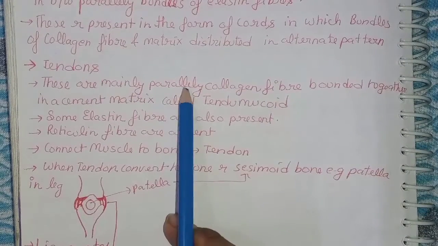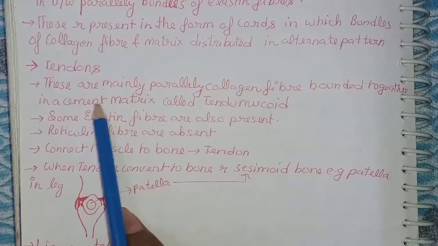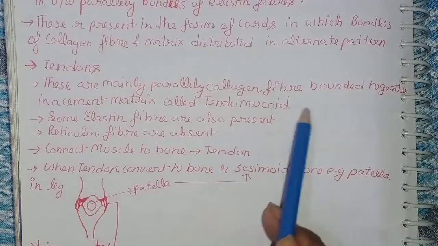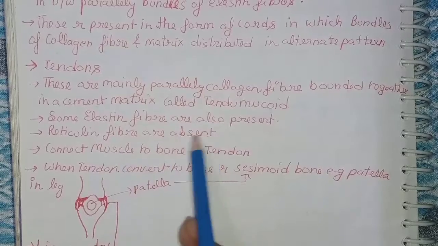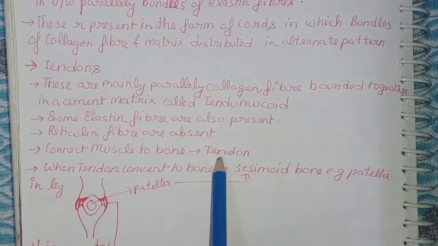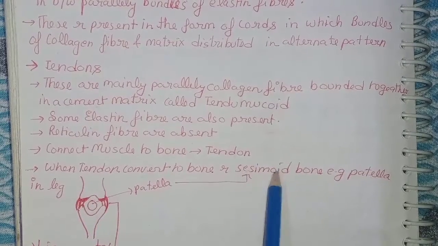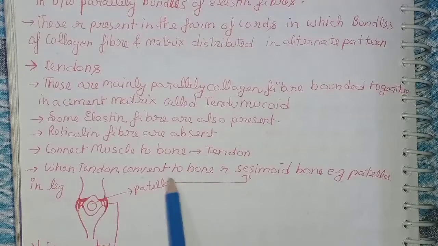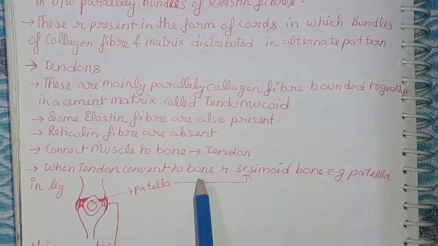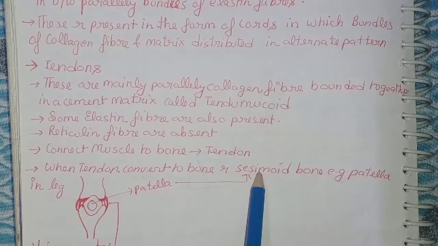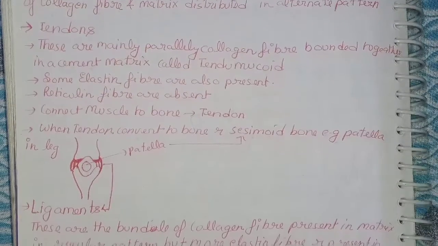These are mainly parallel collagen fibers bound together in a cement matrix called tendomucoid. Some elastin fibers are also present. Reticulin fiber is absent here. The function of tendon is to connect muscle to bone. When a tendon converts to bone, it forms a sesamoid bone, for example the patella. So when the tendon converts to bone, like in the case of the patella, they are called sesamoid bones. An example is the patella in the leg, which is the largest sesamoid bone of the human body.